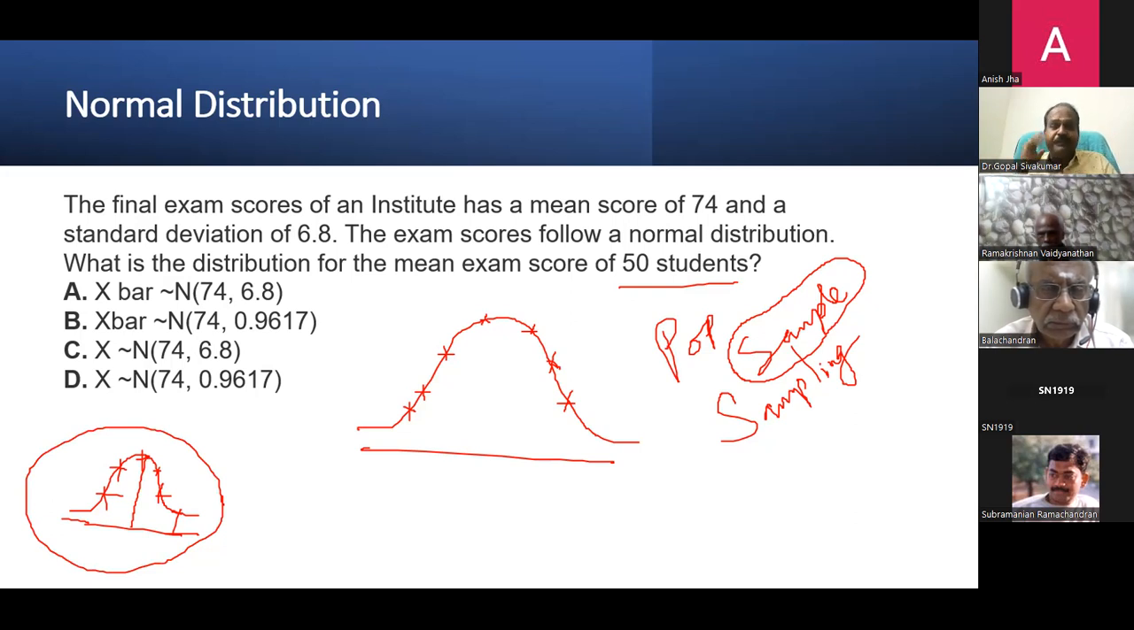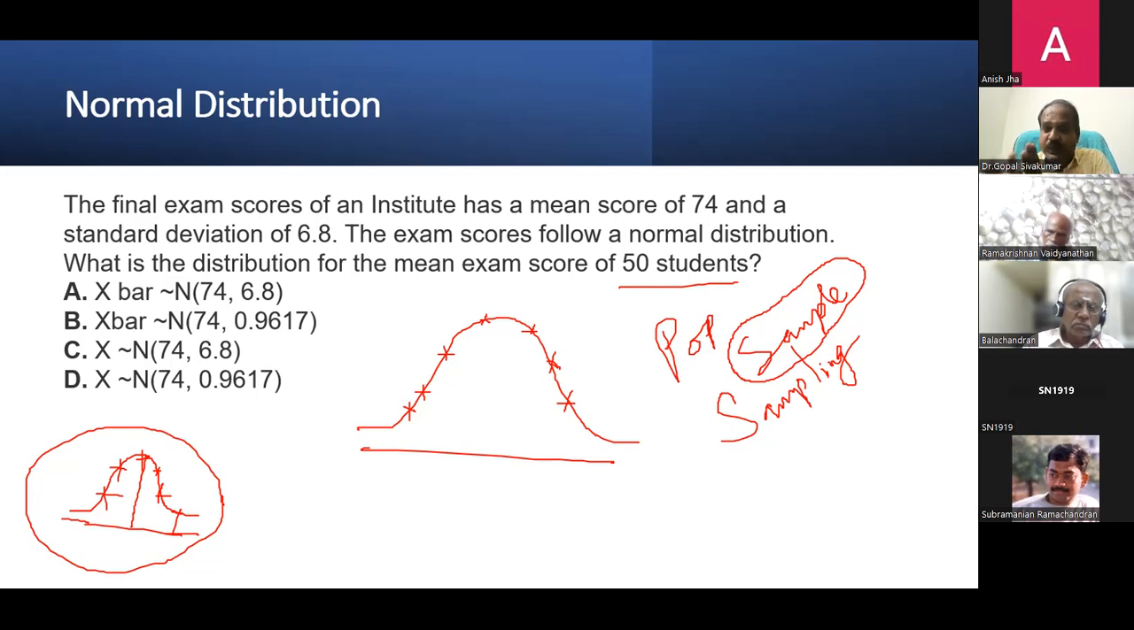Now in your school, there are 25 sections. Every section will have an average mark. Am I right? Now how many averages are possible? 25 averages are possible. Can you visualize the averages? Can you plot a histogram of the averages? And that is called sampling distribution.